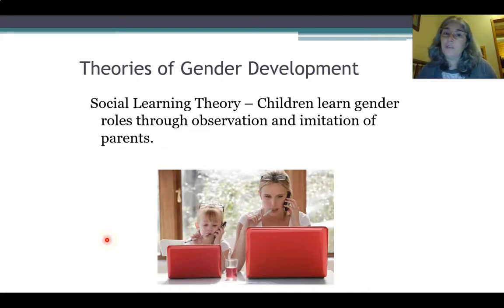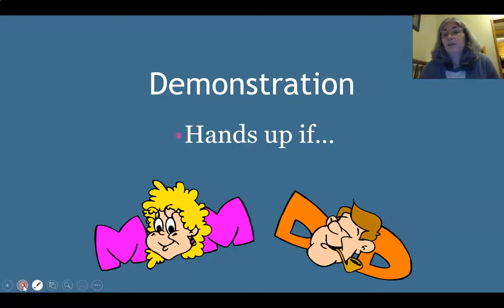Little boys watch their dads and they imitate what they see. So, if you grew up in a traditional home and you had both a mom and a dad or a male and female caregiver in your home, we can't do hands up because we're at home, but just think to yourself, how many of you growing up did your mom be the person who was in charge of laundry? I gotta raise my hand for that one.